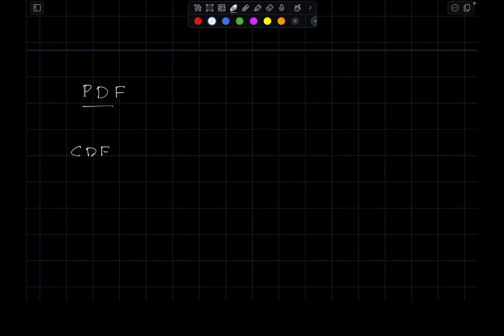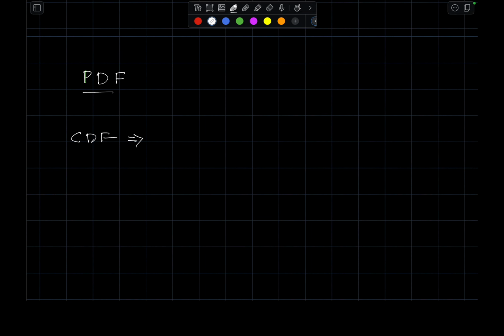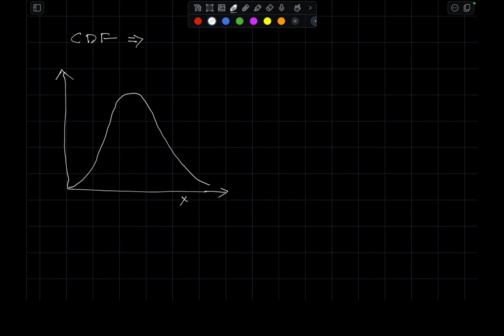So CDF, the definition is similar here as well. It is the combined probability for each random variable starting from the initial value. Let's take the similar example which we took earlier, that is the distribution of ages. Let's say the age distribution is distributed something like this, a normal distribution. This is our x, and this is our PDF.